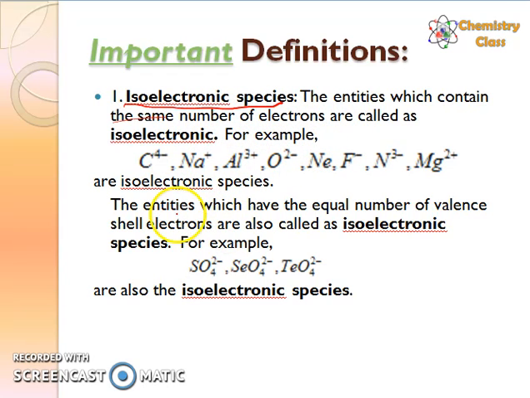There are certain entities or species which have an equal number of valence electrons in the shell. These are also called isoelectronic species. For example, you can see here SO4 2 minus, SeO4 2 minus, TeO4 2 minus. So your work is to just try to draw the structure and see. You can calculate the number of total electrons. You can see the number of valence electrons and you will see that they are the same. And that's why these are the isoelectronic species.